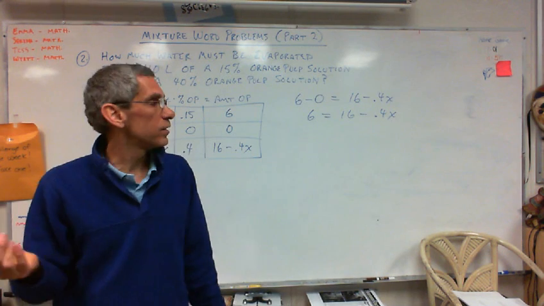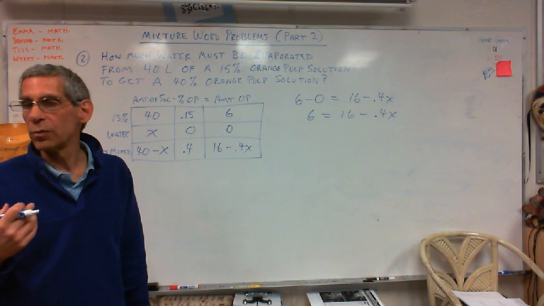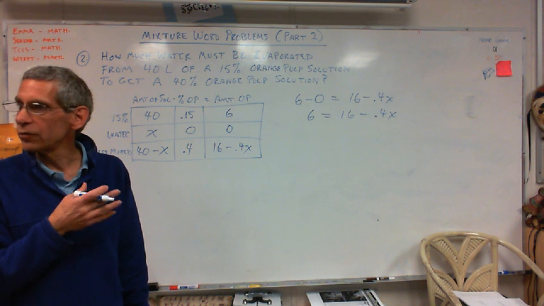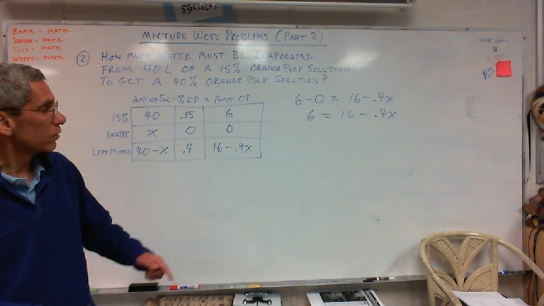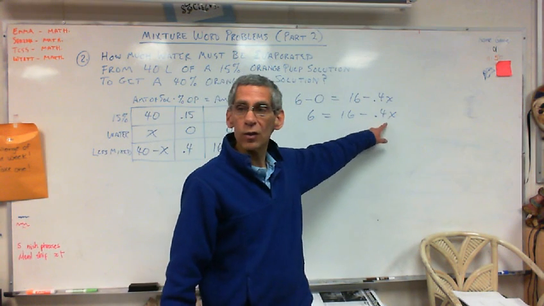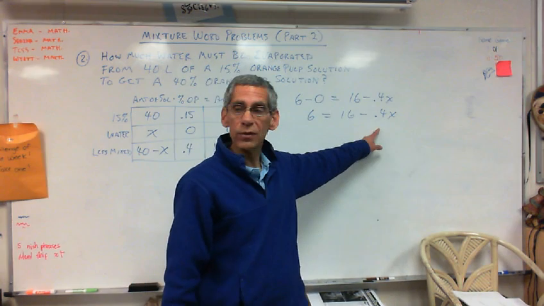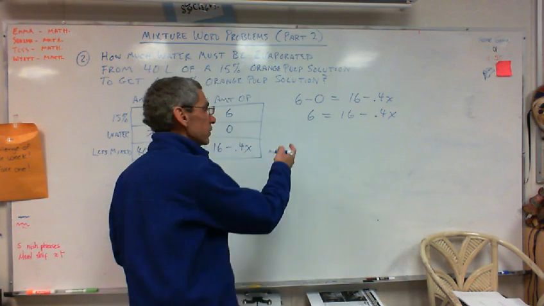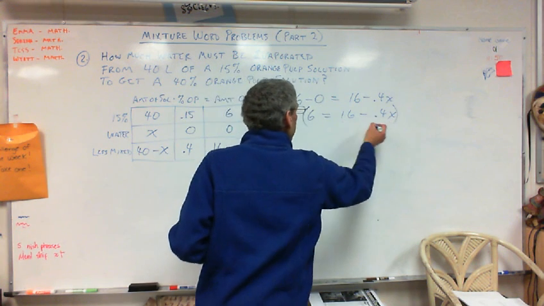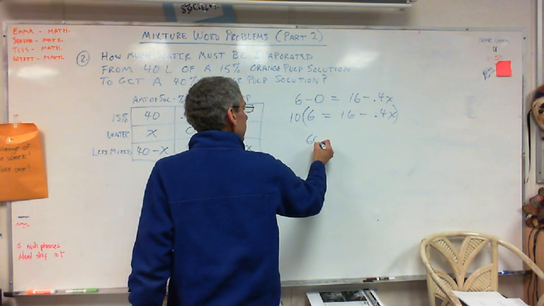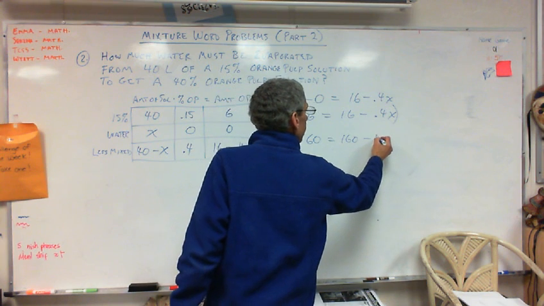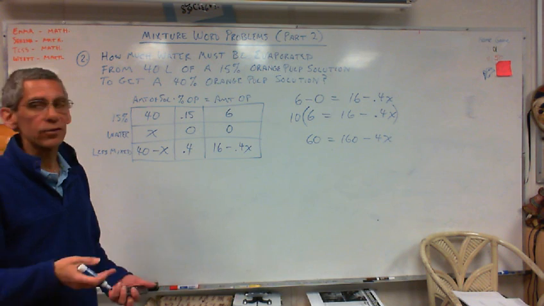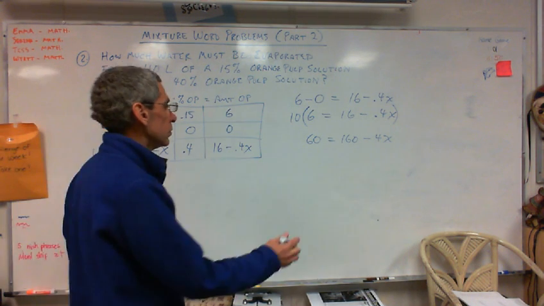I should probably just say one thing real quickly. Some people don't like to work with decimals like this. I personally like the decimals. I prefer to just keep it the way it is. But some people say, oh, well, that's 0.4. If I multiplied everything by 10, I would be dealing with something without decimals. And if that's easier for you, that's fine. Since it's different than the way I've been doing all the others, I'm going to multiply everything by 10. And that gives me 60 is equal to 160 minus 4x. Now suddenly I have no decimals at all. It's just a regular problem.